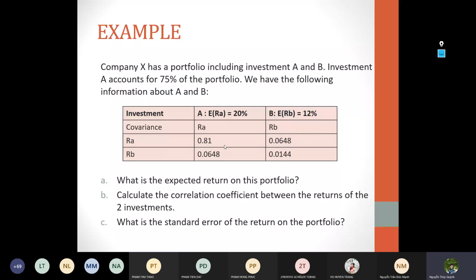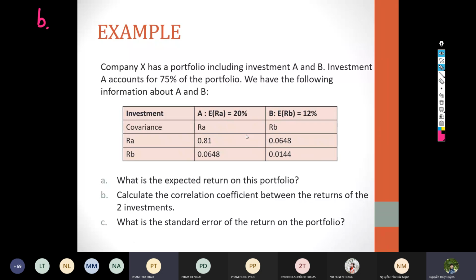All right. And 0.0648 is the covariance between RA and RB. So here we have the covariance matrix between the returns. Now you have to calculate the correlation coefficient. You have to find the relevant covariance or standard deviation of the returns and replace them into the formula. All right. Now, Thảo, continue.